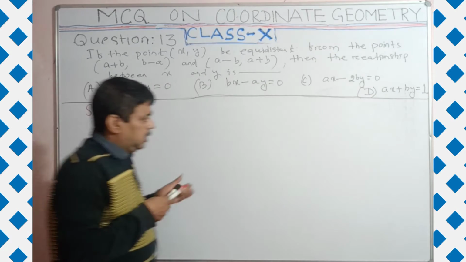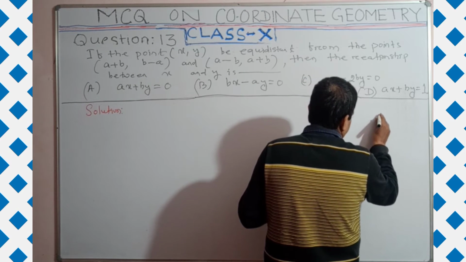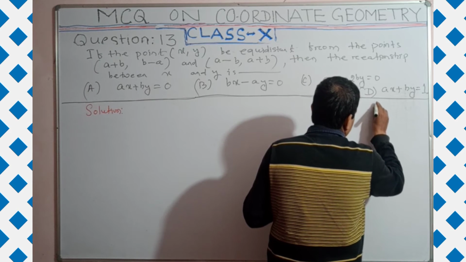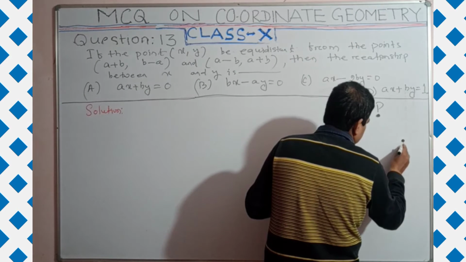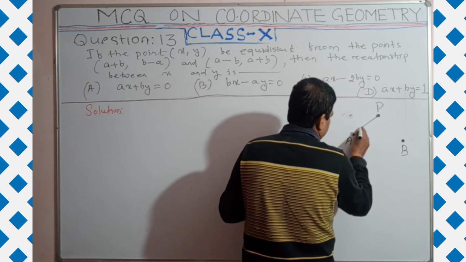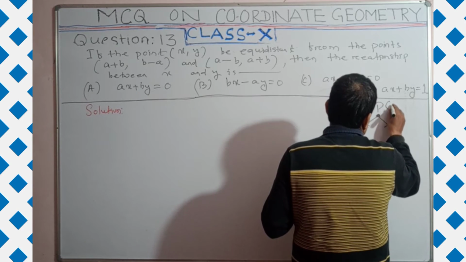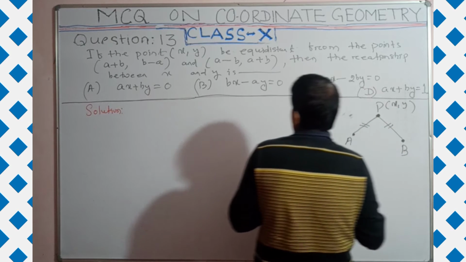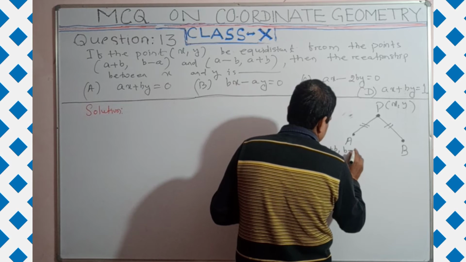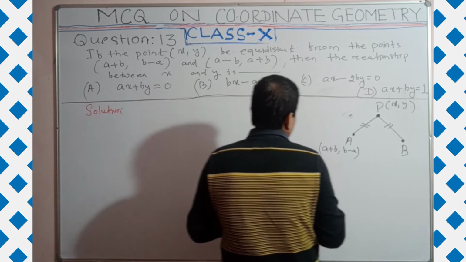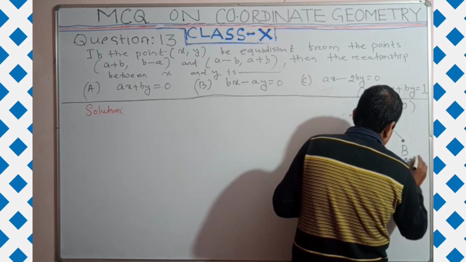Understand? Let us take P as a point, and another two points, A and B. So P is equidistant from the points A and B. It means AP is equal to BP, given that the coordinate of P is (x, y). The coordinate of A is given as (a+b, b-a). The coordinate of B is given as (a-b, a+b).